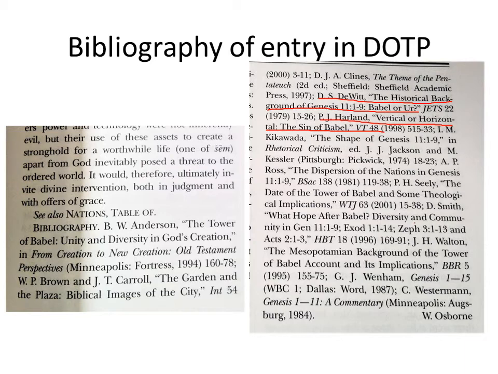And the other article, Vertical and Horizontal, the Sin of Babel. By reading 2 entries, I now have access to over 5 or 6 or 7 other sources that I can consult. I didn't just type random stuff in the computer. Again, I read the bibliography and I paid attention to what I think will be relevant in my study.